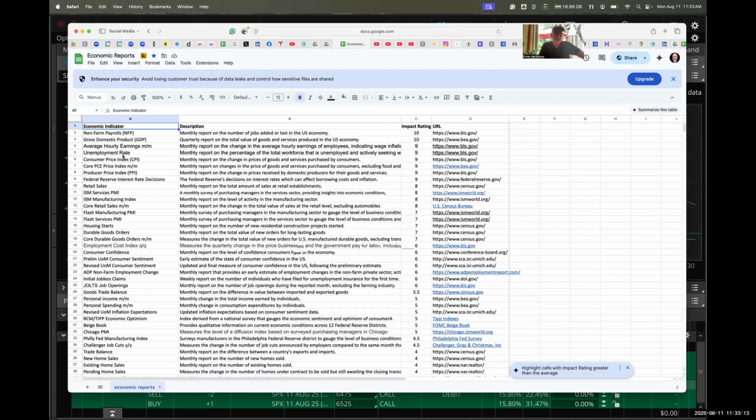But anyways, they're ranked here in terms of their potential impact, and I rank them from 1 to 10. And I include the name of the report, its description, the ranking, and then where you can find the origination of the report. And these are reports that you should be aware of and what their potential impact is to the market. How does that help you?